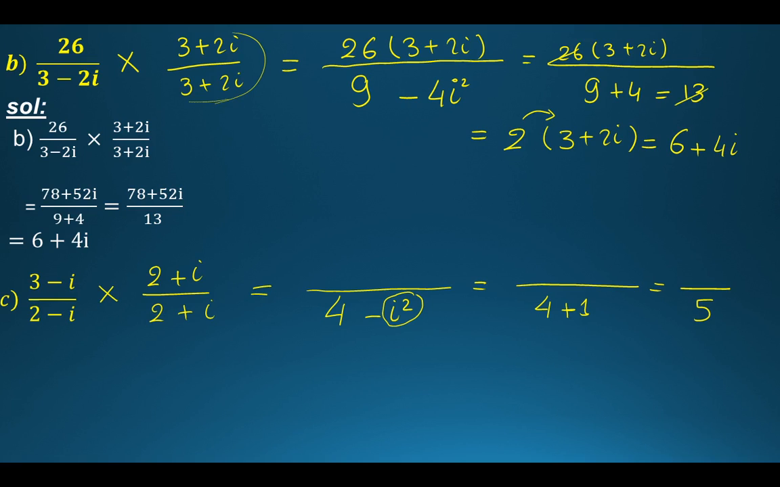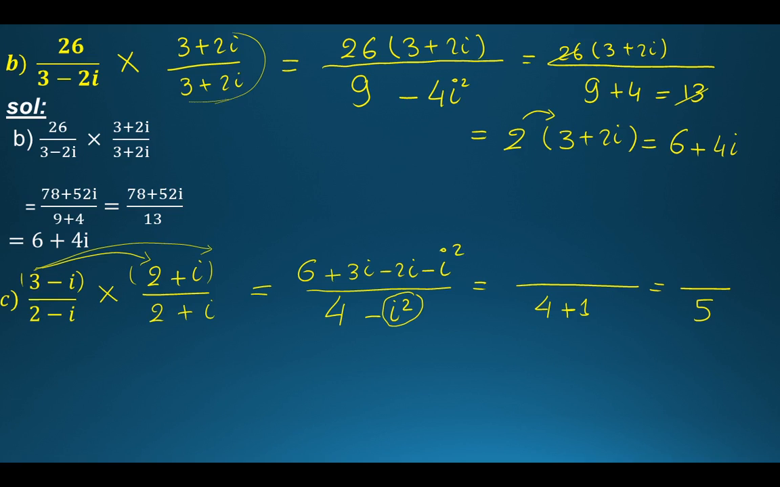Okay? Let's multiply the numerator together. Here we have 3 minus i multiplied by 2 plus i. Here we have to put it in brackets. We are going to multiply 3 by the two terms of the bracket, and distribute negative i over the two terms of the bracket. 3 times 2 equals 6. 3 multiplied by i equals 3i. Negative i multiplied by 2 equals negative 2i. Negative i multiplied by positive i equals negative i squared.